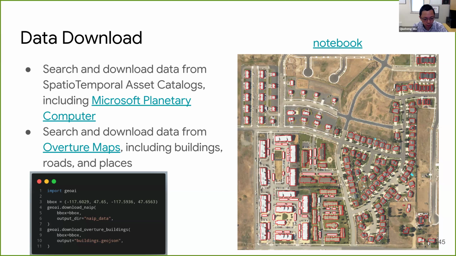One of the good data sources is the Overture Maps that I showed earlier. It has building data, transportation, and points of interest, and you can download the data for your area of interest easily and then visualize it.